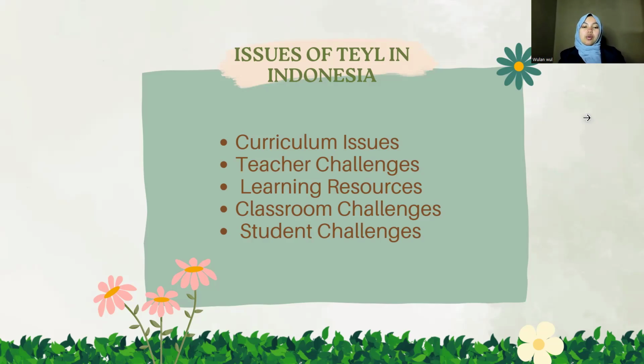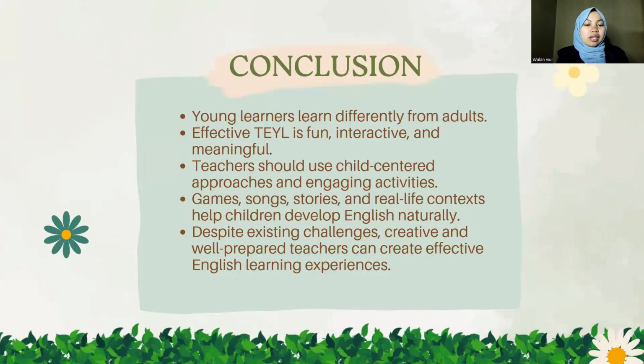So yeah, now I would like to share a simple example of a classroom activity called Guess the Animal. In this activity, the teacher gives several clues about an animal and students listen carefully before guessing the correct answer. After that, students imitate the animal's movement and say its name in English. Although this activity looks simple, it develops listening and speaking skills while keeping children actively involved.